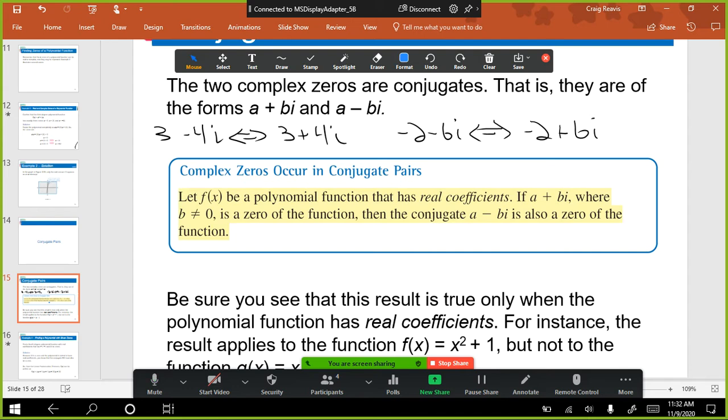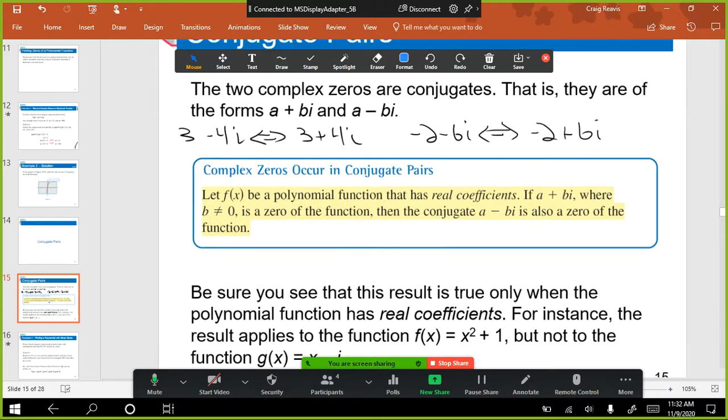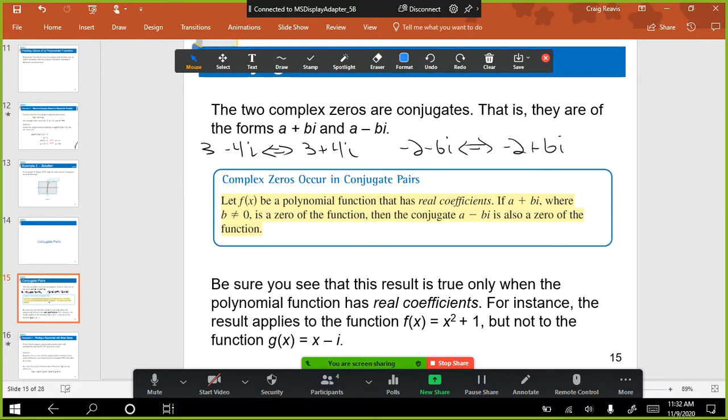Okay? Be sure you see that this result is true only when the polynomial function has real coefficients. For instance, the result applies to the function x squared plus 1, but not the function x minus i. So if we've got a polynomial that's got imaginary terms within the polynomial, this does not hold true. It is only when we have a polynomial like this right here, okay, that has only real parts of the polynomial.